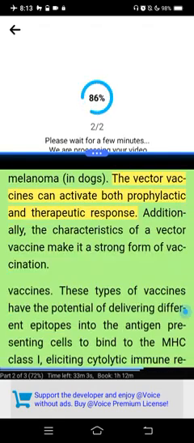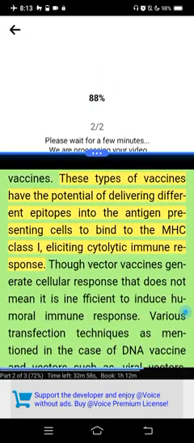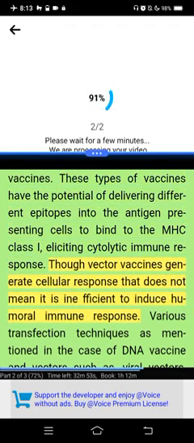The vector vaccines can activate both prophylactic and therapeutic responses. Additionally, the characteristics of a vector vaccine make it a strong form of vaccination. These types of vaccines have the potential of delivering different epitopes into the antigen-presenting cells to bind to MHC class I, eliciting a cytolytic immune response. Though vector vaccines generate a cellular response, that does not mean they are insufficient to induce a humoral immune response.